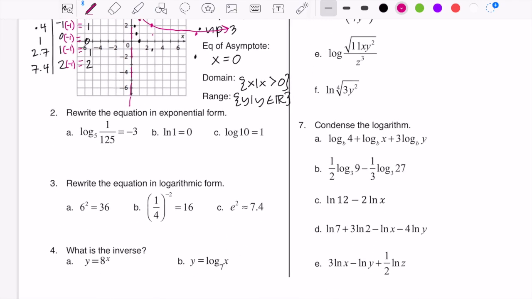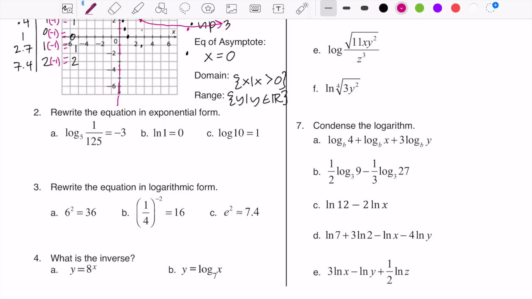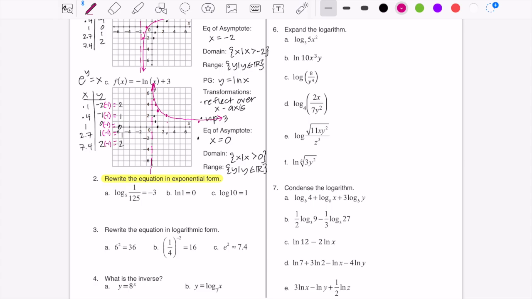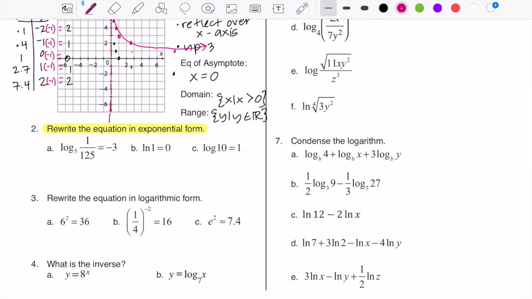Okay, moving on. Make sure you read your directions here. These do not say evaluate or simplify. They are seeing if you know how to convert from log form to exponential form. So you do not have to simplify. You do not have to do anything. This is just 5 to the negative 3 equals 1 over 125.